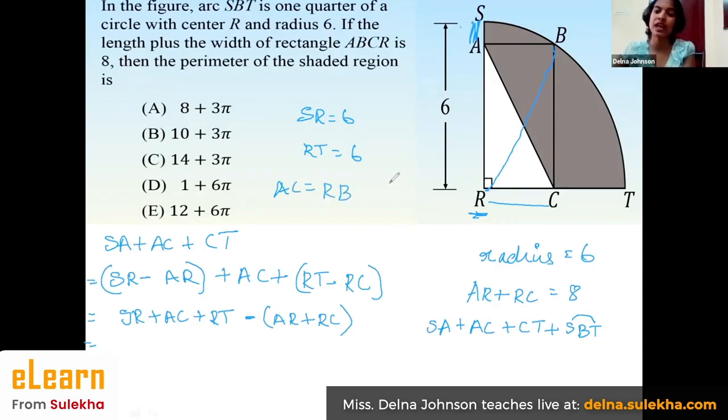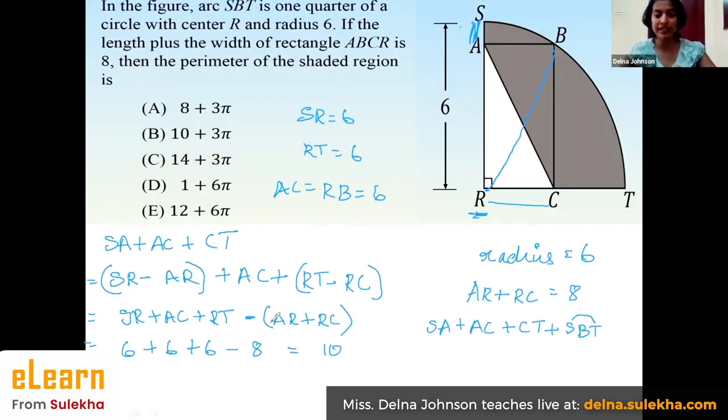Yes. So what is RB? RB is again the radius of the circle. So it is 6. So it's basically 6 plus 6 plus 6 minus 8, which is given here, AR plus RC is 8. So when you solve this, you're getting the answer 10. Yes, you're getting the answer 10.